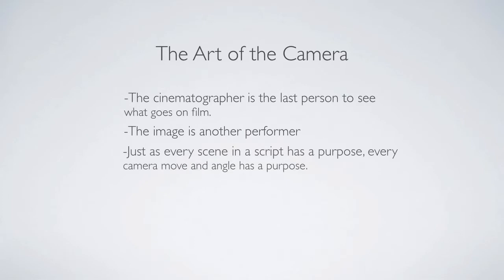Just as every scene in a script has a purpose, and every prop and every element, every camera move and angle has a purpose. If you choose to shoot low angle looking up at somebody, it's making a statement. You may not think it has a purpose, but you are causing a visceral effect to the audience, whether you like it or not. So you have to consider all those things. Whether you're looking down at somebody, looking up at somebody, a wide angle versus a super close-up, they all mean different things and they tell different parts of a story. So make sure you consider all those things as you shoot.